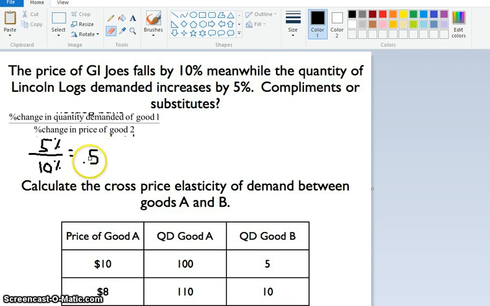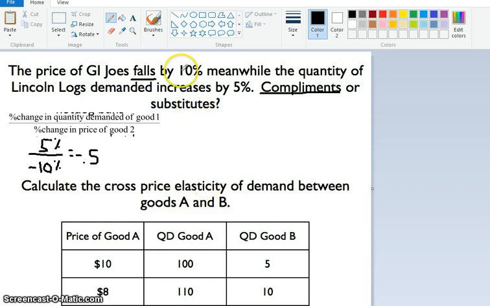Good to go, right? So it looks like we care about the sign, right? So this should be substitutes because it's positive. Whoa, wait just a second here. Hopefully you're saying, wait, Mr. Sutton, it says falls. So the price of G.I. Joe's actually went down, a negative 10%. So there should be a negative in front. So these, in fact, shouldn't be substitutes. They are complements. And if you think about it, it makes sense.